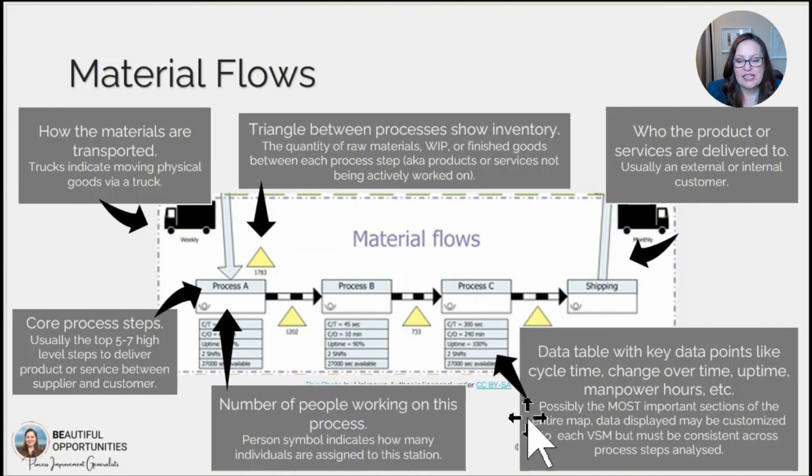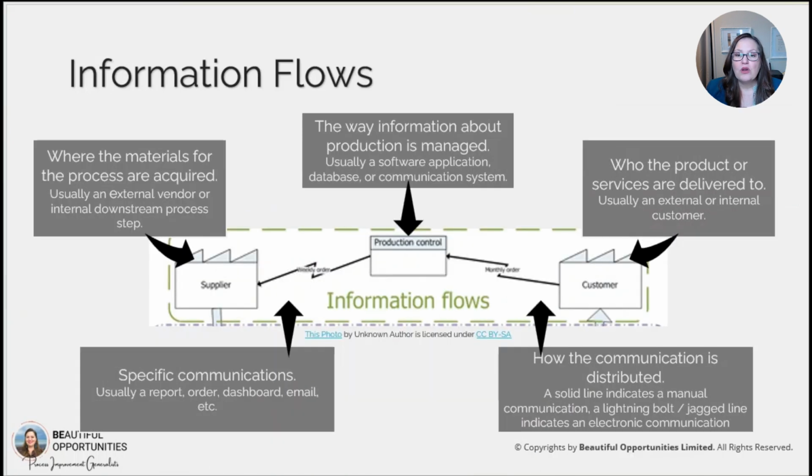That would represent how many people are working in this process. And then we have our data table with all kinds of data that we are going to use to understand this process and if it's healthy or not, if it's creating a bottleneck for us. Once we have that material flow documented, we're going to then look at the information flow.